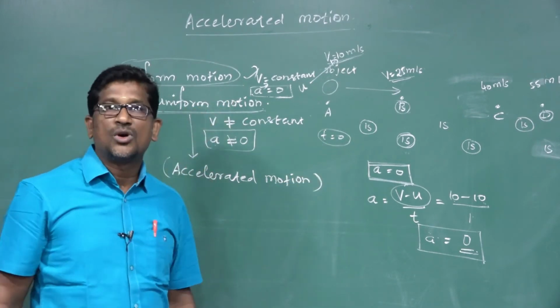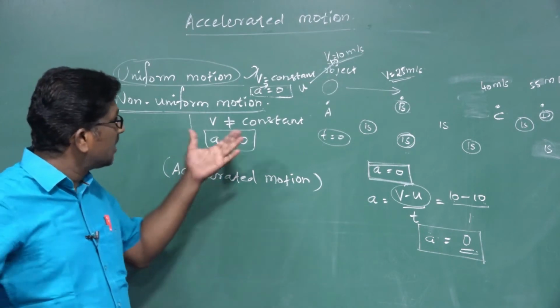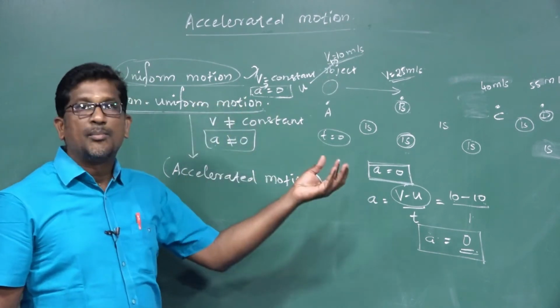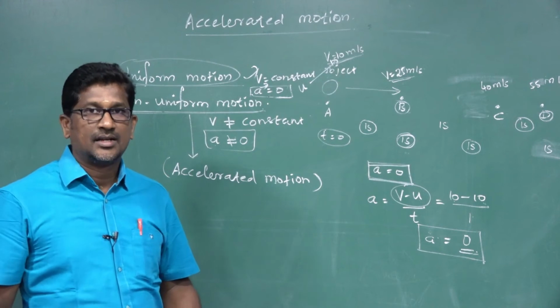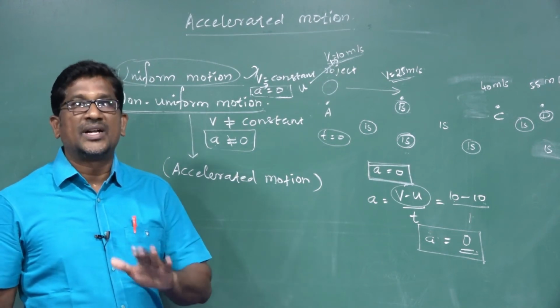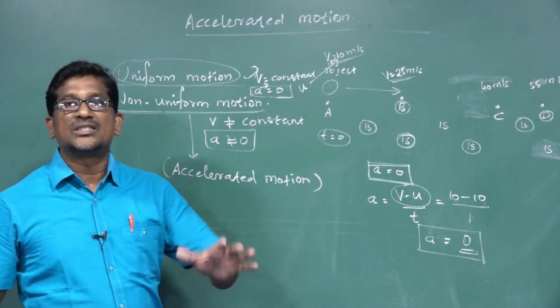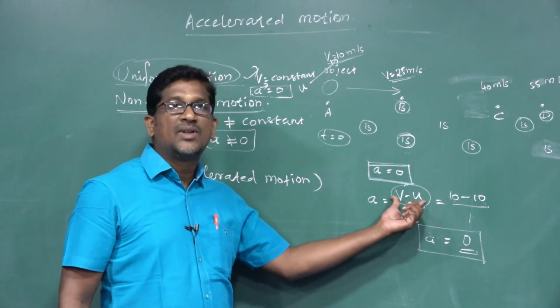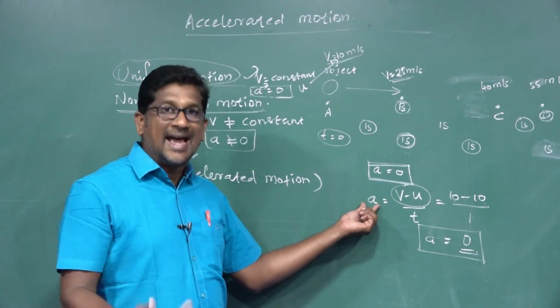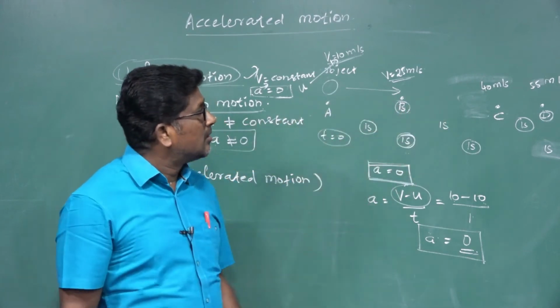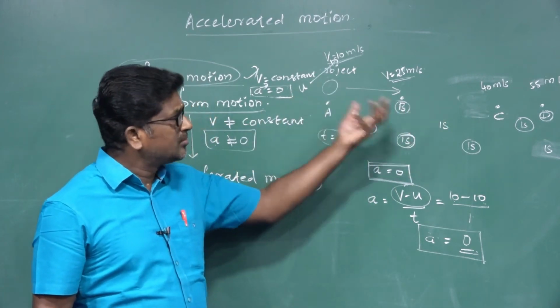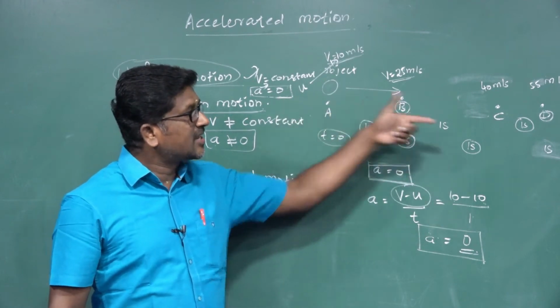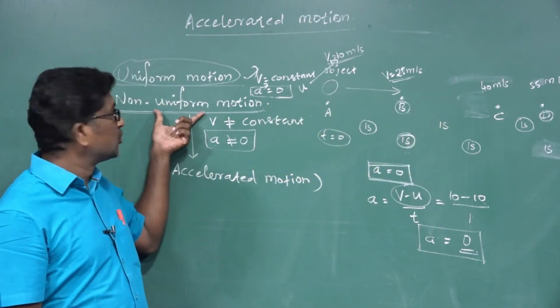Non-uniform motion is also called accelerated motion because in non-uniform motion the particle possesses an acceleration. Why? Because the velocity of the particle is not constant, it continuously changes with time. So there is a change in velocity, so the particle possesses acceleration, and the object is said to be in motion. Such kind of motion is called non-uniform motion.